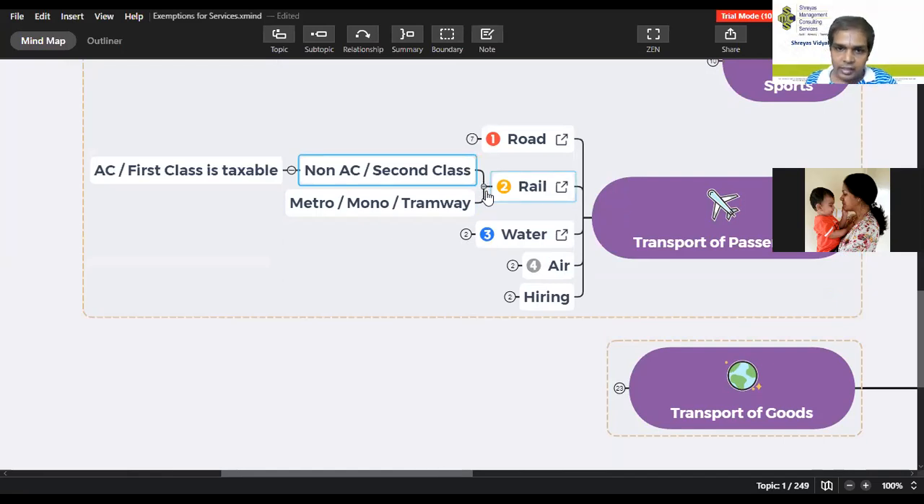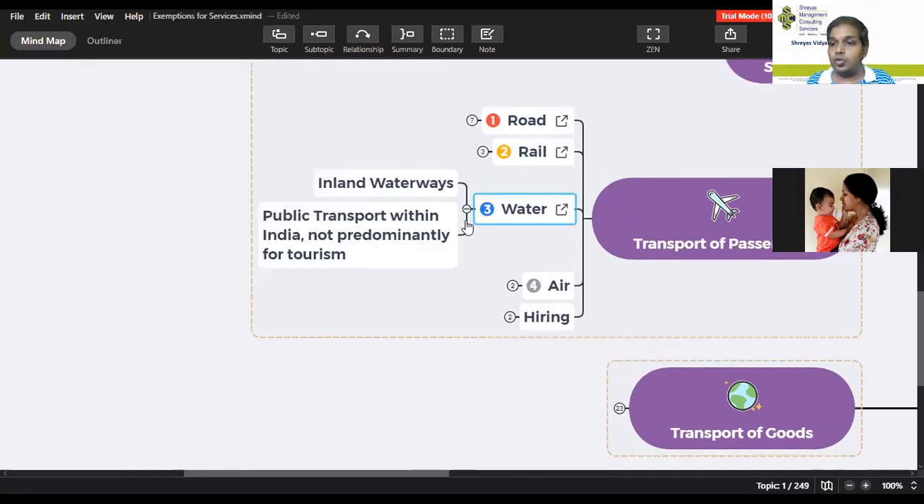Now water again is simple, but you have to watch very, very carefully. People make a lot of mistakes in reading it, especially the law. Inland waterways, as I told you, Ganga to specific locations, I showed you some time back, that's exempt. The second one is an interesting point. Let's say you are going from Chennai to Andaman Nicobar Islands on a ship. In such cases, what the government is saying is, if you are going like a normal passenger, not as a tourist, then it is exempt. So any public transport within India, not meant for tourism predominantly, is exempt.